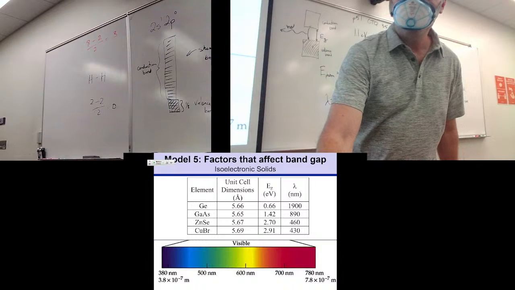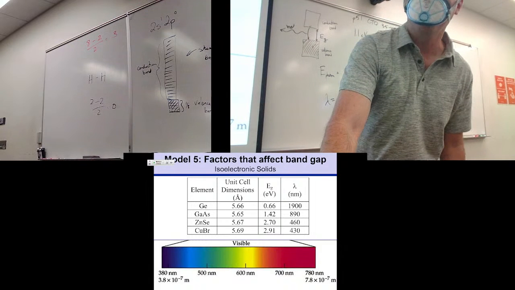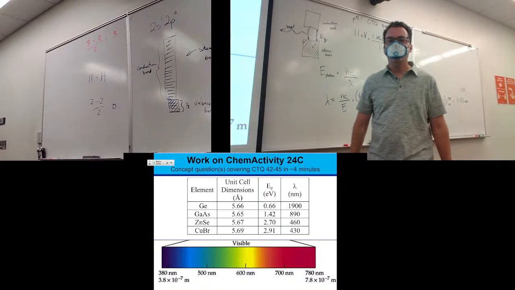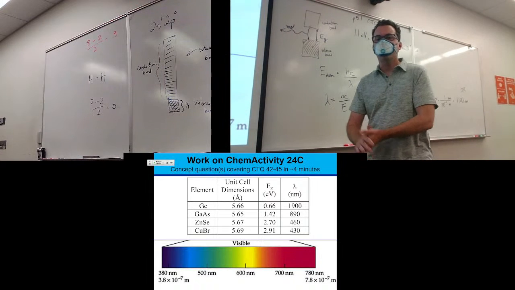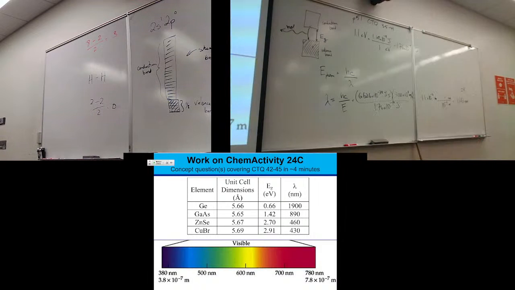So what happens when we look at materials made with isoelectronic solids to group 4? What happens to band gap and all that stuff? So next set of questions, 42 to 45. Just internalize it to make sure you understand what's happening.